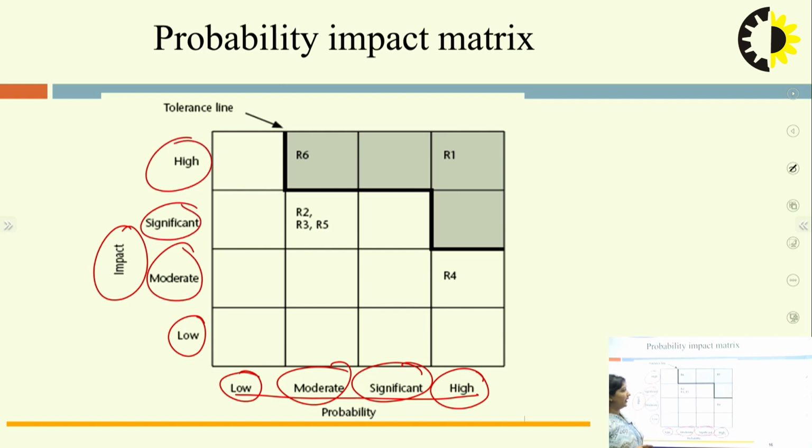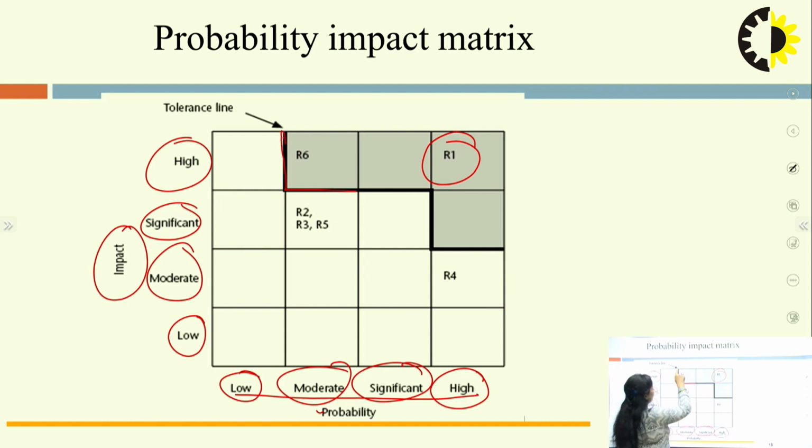Now suppose in this particular matrix we have 6 types of risks, from R1, R2, R3, R4, R5 and R6. Based on this, what is the impact? R6 has a high impact of occurrence with a moderate probability. Similarly, R2, R3 and R5 are moderate in nature and significant in occurrence. R4 is high in nature with a moderate impact. And R1 is high in probability, and high will be its impact as well. So it has gone to the topmost right corner of the matrix.